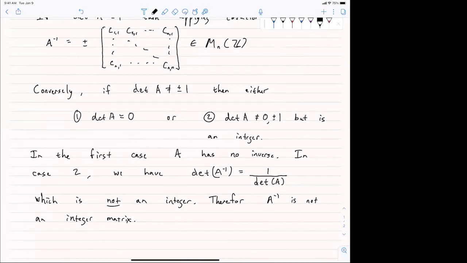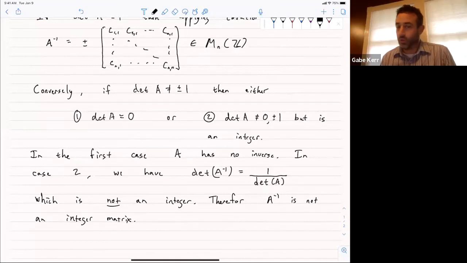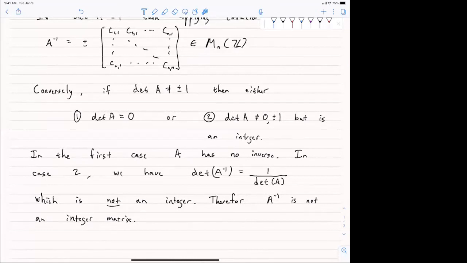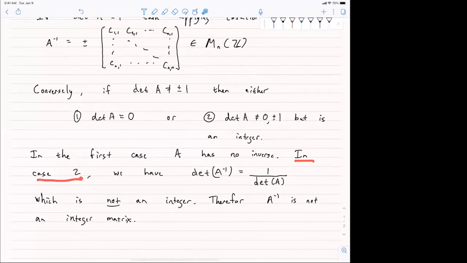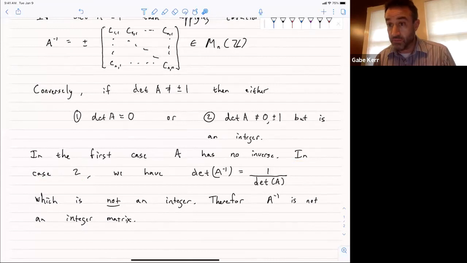Wait, so I'm just really confused about how you're saying that the determinant of A inverse equals 1 over the determinant of A, which is not an integer. Which part are you confused about? I'm just confused about why 1 over the determinant of A at that point wouldn't be an integer. Because we're in case 2. The determinant of A is an integer, but 1 over the determinant of A is not an integer.